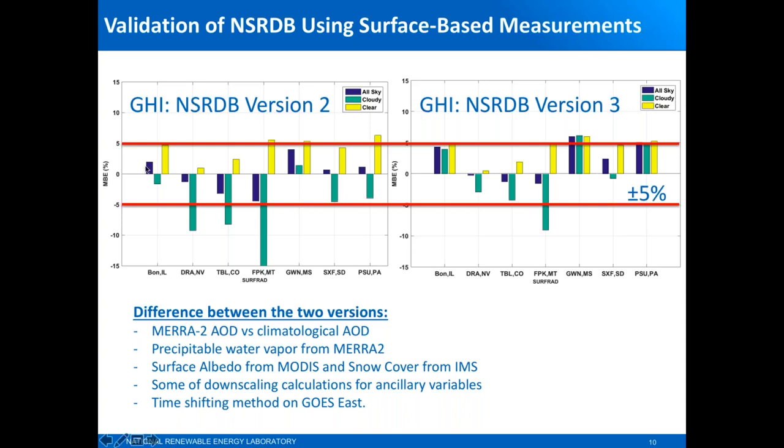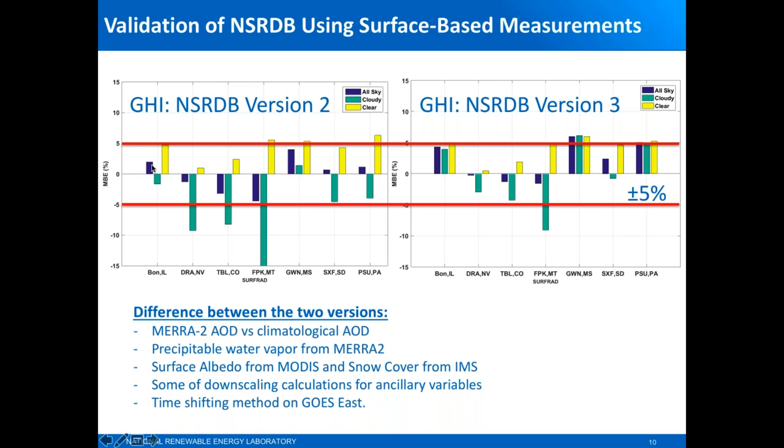In this plot, the blue represents all sky conditions, the green bars represent the cloudy conditions, and the yellow represents the clear sky conditions. As you can see here, between version 2 and version 3, there's significant improvement in the bias in the cloudy situation. Overall, for the clear sky situations, it remains pretty similar.